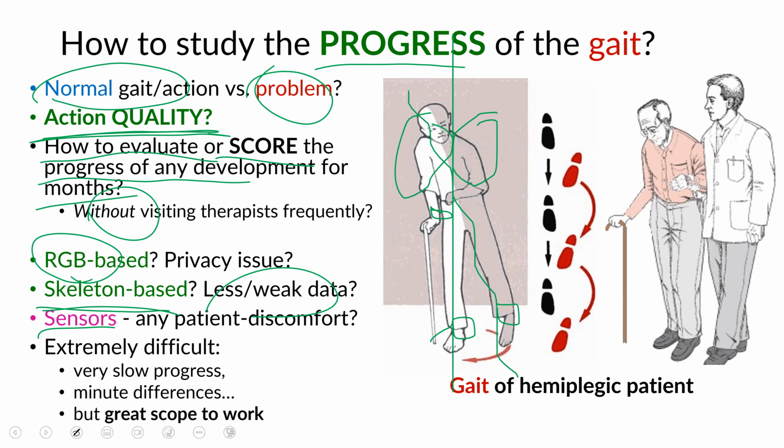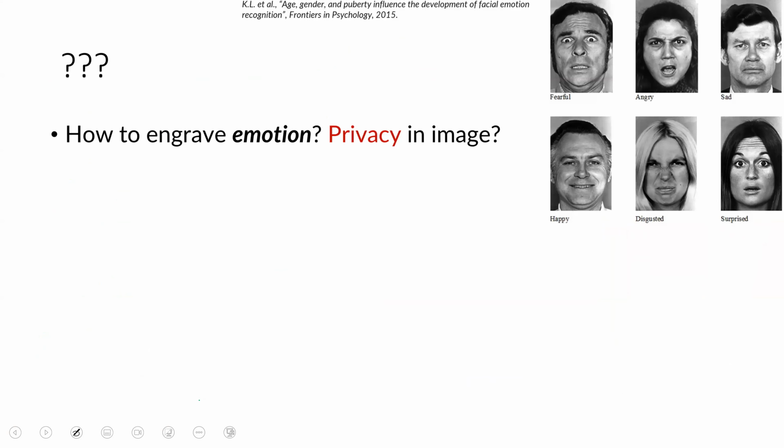That's why in AI and healthcare applications like these, we need to know a lot, study a lot, and need lots of data as well. And in healthcare, it's not easy to get many patients and so on. So it's extremely difficult, because the progress is very slow, with minor differences, and you need a longer period of time to collect data to see the progress. It's difficult, but there is huge scope to work.